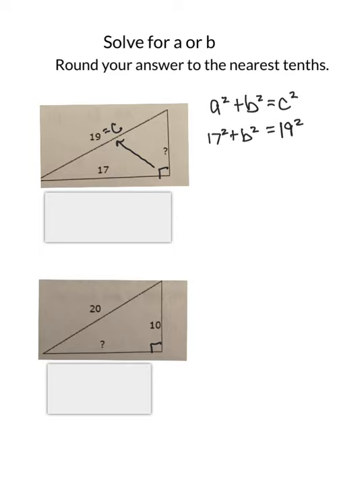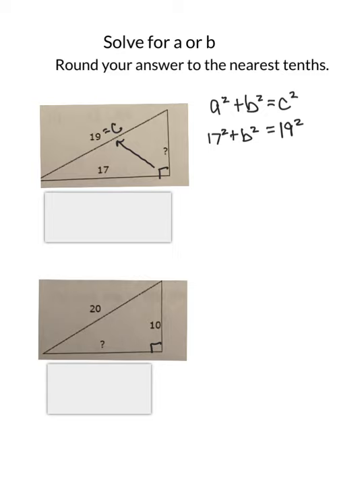And now we have 17 squared equals B squared. 17 squared plus B squared equals 19 squared. And we want to go ahead and solve for B squared. So first of all, let's go ahead and square our numbers. Let's find out what numbers those are.